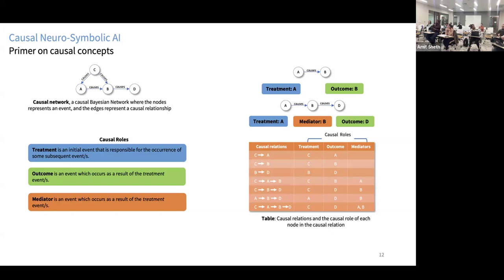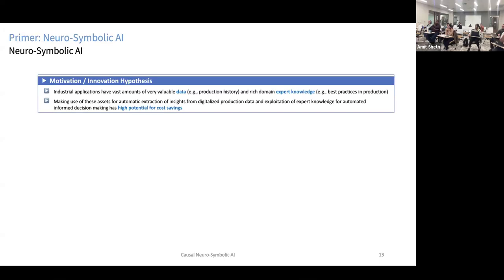And we have some examples here in the table, so we can look at the last row, where if you look at the relation from C to A to B to D, what would be the treatment here? So in this case, the treatment, that is the first variable or the first node, is C. So C is the treatment. The final node is D. So D is the outcome. And the intermediary nodes, B and A, are the mediators. And I'll show you how we're going to use these concepts in the causal neurosymbolic framework later on.